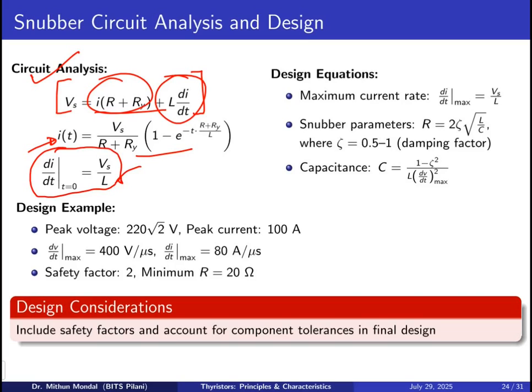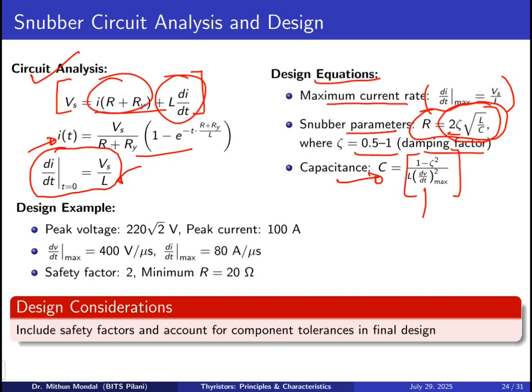So in this design equation, if you see, the maximum current rate di/dt maximum is equal to Vs/L, and for snubber parameters the resistor will depend upon zeta, the damping factor of 0.5 to 1, and the square root of L/C. So the capacitance value can be obtained from this damping factor and the dv/dt maximum condition with the inductor.